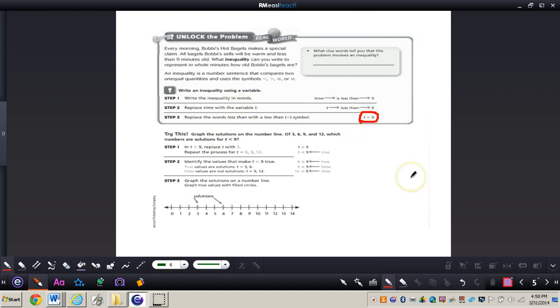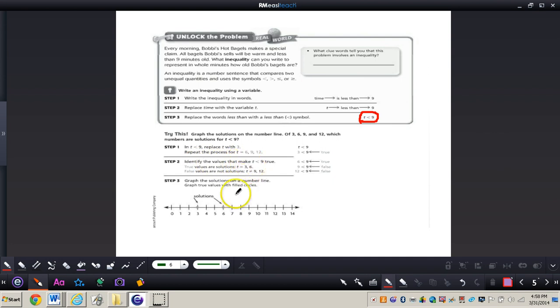Now we can take this representation and graph the solution on a number line of 3, 6, 9, and 12. Which numbers are solutions for T is less than 9? In T is less than 9, replace T with 3, and we'll repeat the process with 6, 9, and 12. Pretty simple here. We can identify the values that make T less than 9 true. True values are solutions for T, which is 3 and 6.